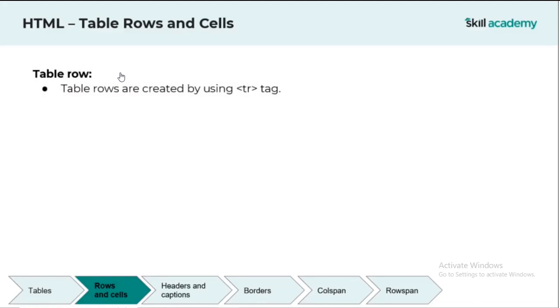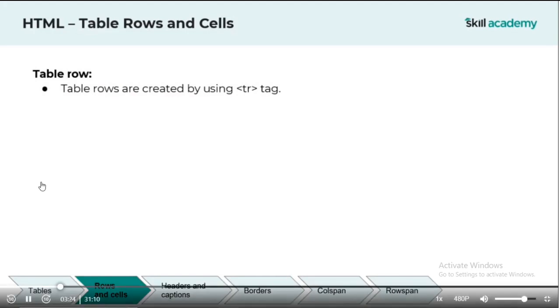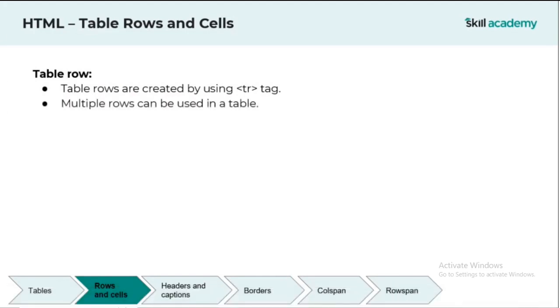In HTML table, you can create rows by using tr tag. So the full form of tr tag is table row. Multiple rows can be used in a table. The content inside the row can be defined by the table cells. Suppose कि आपको स्टूडेंट का नेम डिस्प्ले करना है, आपको स्टूडेंट की ईमेल आईडी की इंफॉर्मेशन डिस्प्ले करनी है. So where you can display this information in a table cell.